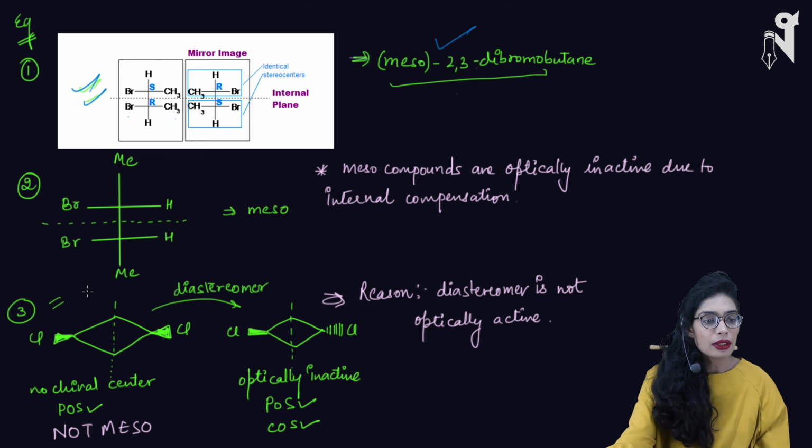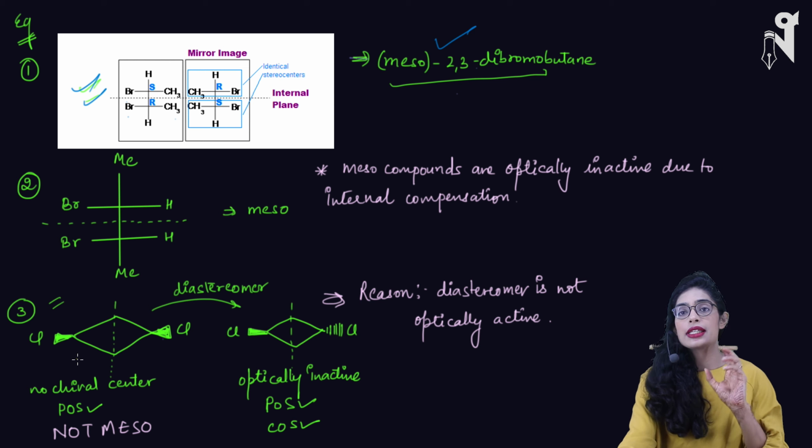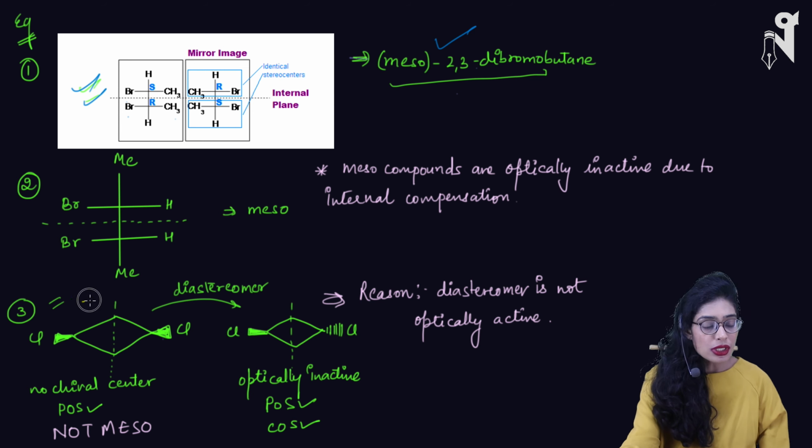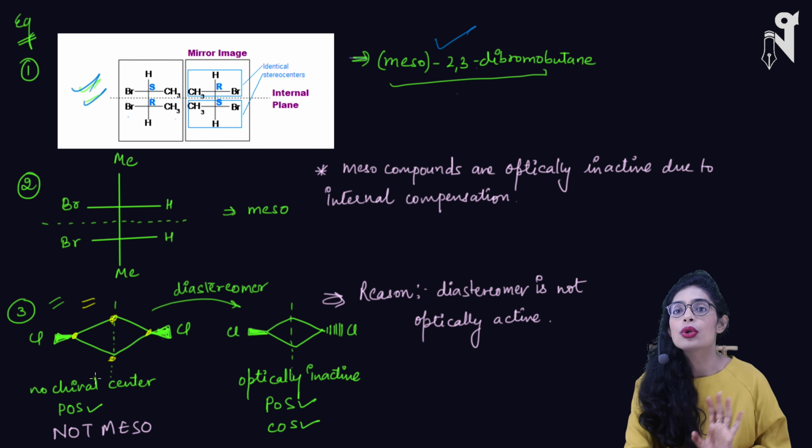Now look at the third one. First of all, as I mentioned, we have to check whether the chiral centers are there or not. Two chiral centers are required for a compound to be a meso compound. This molecule itself doesn't have any chiral center. You go to this carbon, this carbon, this carbon, this carbon, none of the carbons are chiral centers. So basically, there is no possibility of this compound being a meso compound.